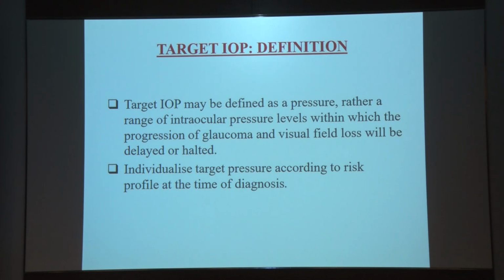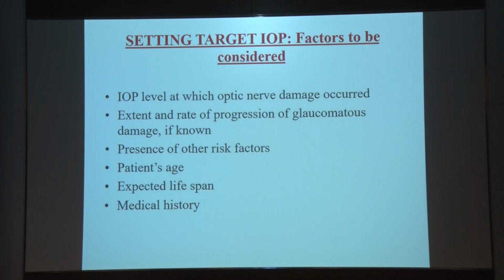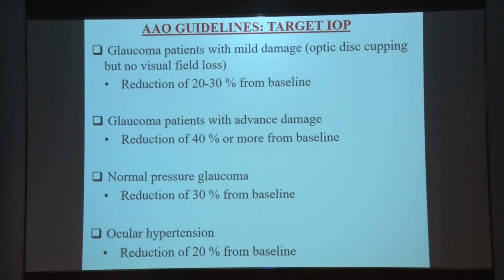So the definition of target IOP is, it may be defined as a pressure, rather a range of intraocular pressure levels within which the progression of the glaucoma and visual field loss will be delayed or halted. Individualized target pressure according to risk profile at the time of diagnosis. Setting target IOP, the factors to be considered are IOP level at which optic nerve damage occurred, extent and rate of progression of glaucomatous damage if known by the previous records, presence of other risk factors, patient's age, expected lifespan, and the medical history of the patient.